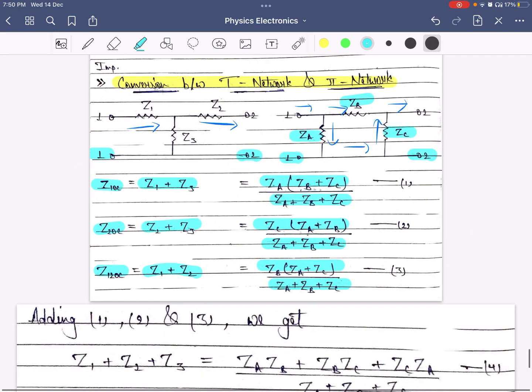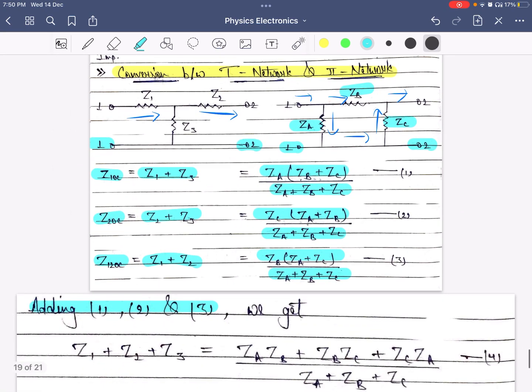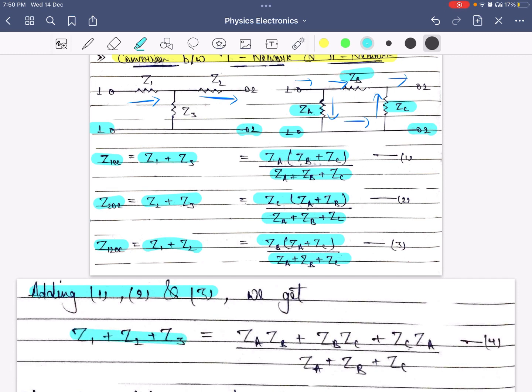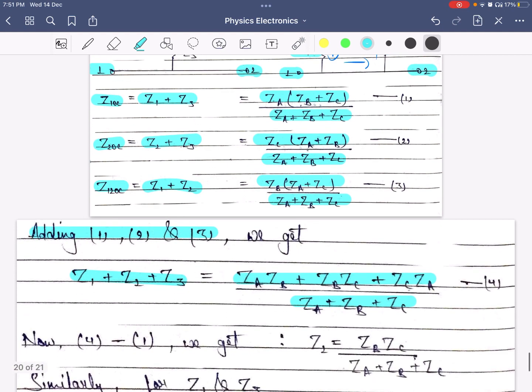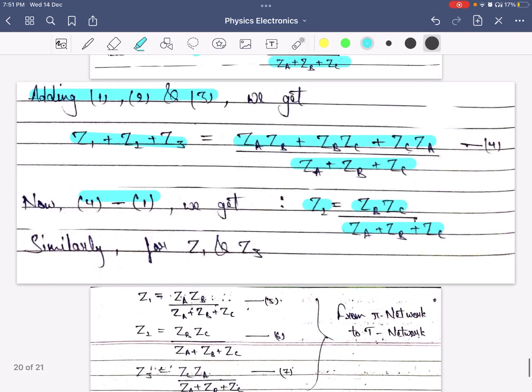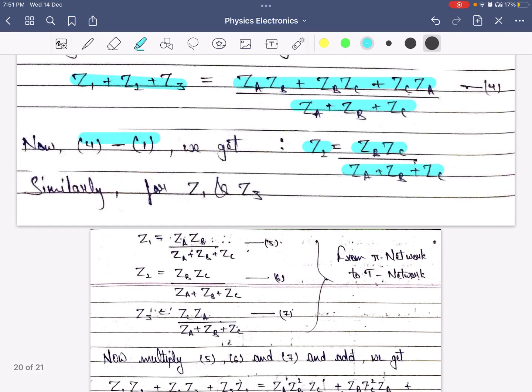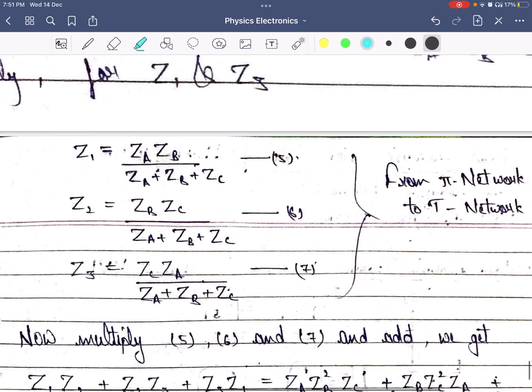Now we will add equations 1, 2 and 3, which will give us equation 4: Z1 plus Z2 plus Z3 is equal to ZA ZB plus ZB ZC plus ZC ZA by ZA plus ZB plus ZC. Now subtracting equation 4 and 1 will give us the equation for impedance Z2 of the T network in terms of impedances of the pi network. Similarly, subtracting equation 4 and 2, and equation 4 and 3, will give us the impedance Z1 and Z3 of the T network in terms of impedances of the pi network.